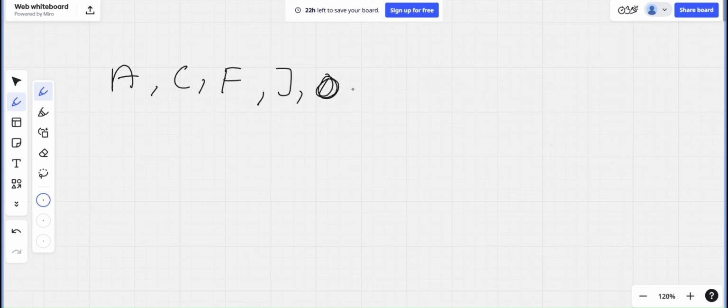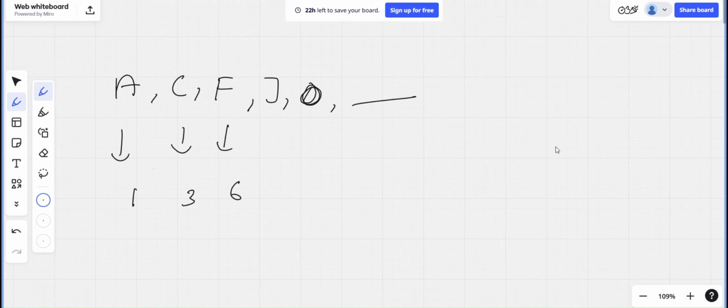So what should be the next in the series? Just think carefully. You can do it like, since A is 1, C is 3, think about all this. What about F? How much is it? A, B, C, D, E, F. F is 6, right?